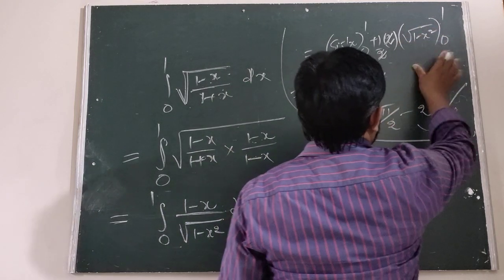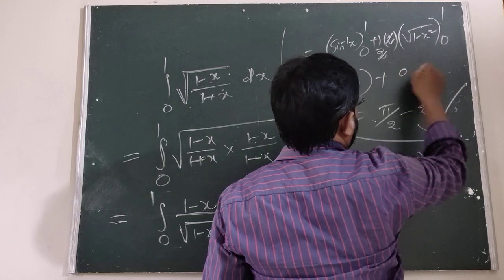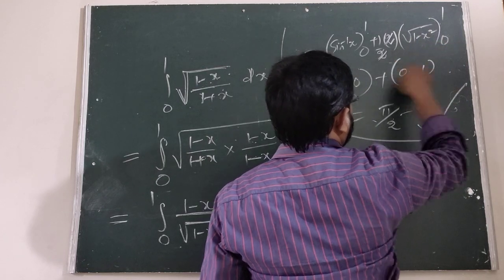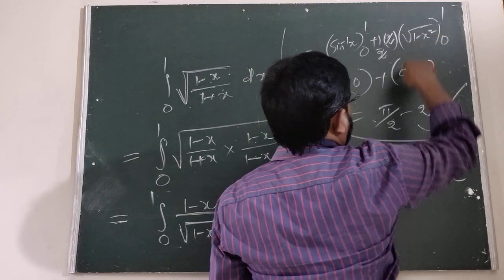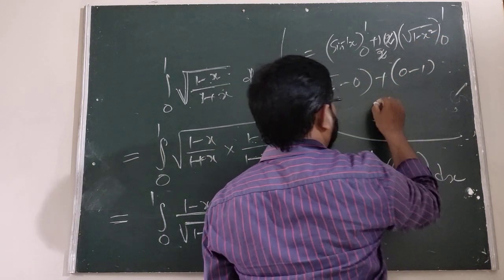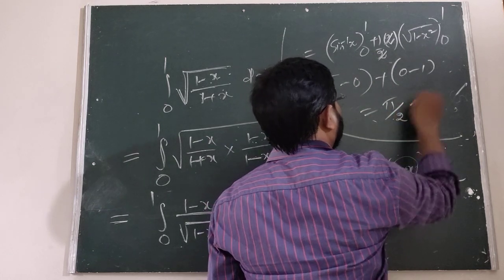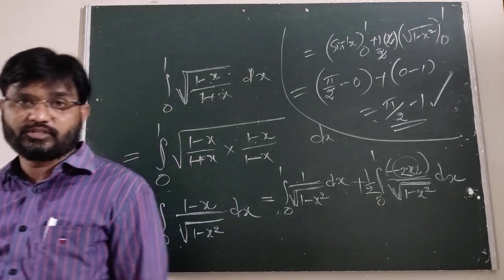How do we get this one? We put x equal to 1. This is 0. This is minus 1. Is it clear? Put x equal to 1: 1 minus 1, 0. Put x equal to 0. Then what is the answer? Pi by 2 minus 1. Yes, this is pi by 2 minus 1. Right.